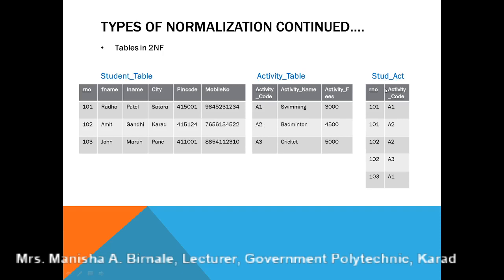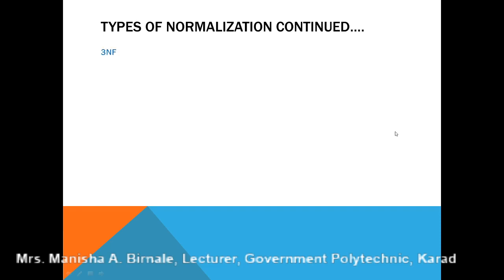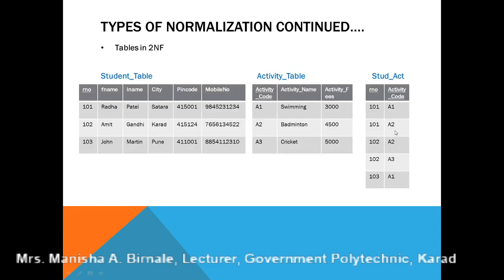And in stud act table, only roll number cannot work as a primary key because here the value is repeated, you can see here. Only activity code cannot work as a primary key because activity code is repeated here: A2, A2, A1, here A1. So what will be the primary key of stud act table? Roll number comma activity code. This is the primary key of this table. This is a composite attribute.